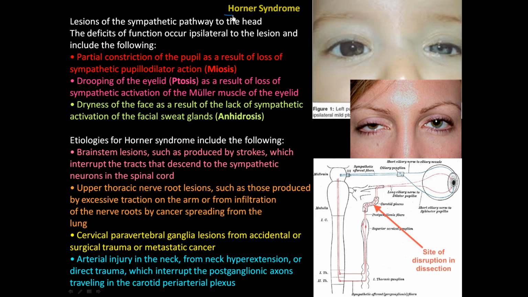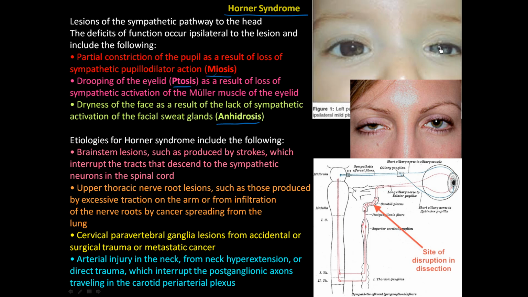Last but not least, we have to correlate this to the human body and to medicine. Let's talk about Horner syndrome. Classic signs and symptoms of Horner syndrome are miosis, ptosis, and anhidrosis. That's a nice little rhyme there. Miosis is a partial constriction of the pupil as a result of loss of the sympathetic pupil dilator action. Hopefully that makes a little sense to you in what we've just talked about.